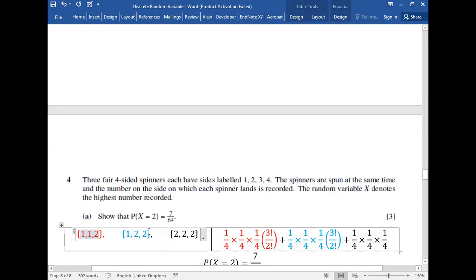इसी तरीके से this can happen with 1, 2, 2 as well. You'll still record x as 2. And again, the probability of that happening is 1/4 into 1/4 into 1/4. And how many orders can this exist in? 3 factorial divided by 2 factorial. This could have also happened when you would have got 2 on all 3, 2, 2, 2. And the probability of that happening is 1/4 into 1/4 into 1/4.